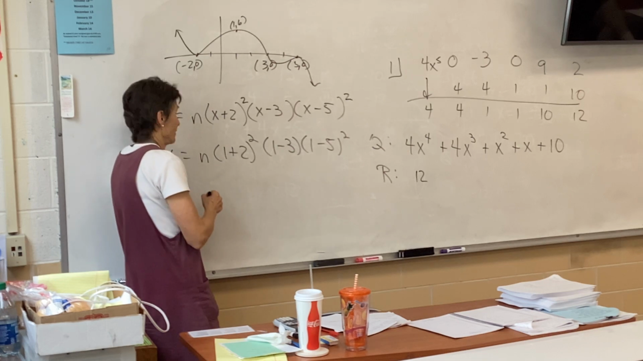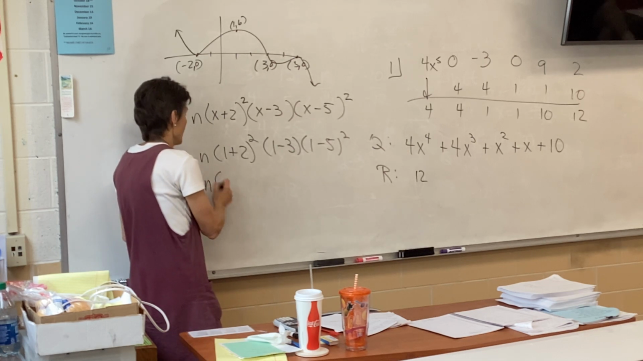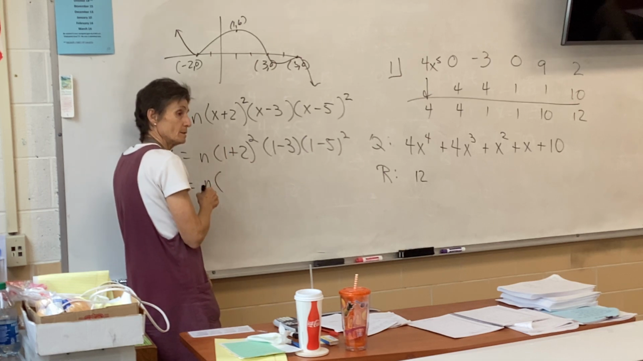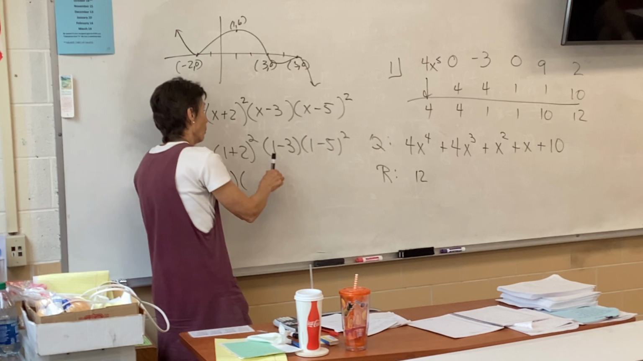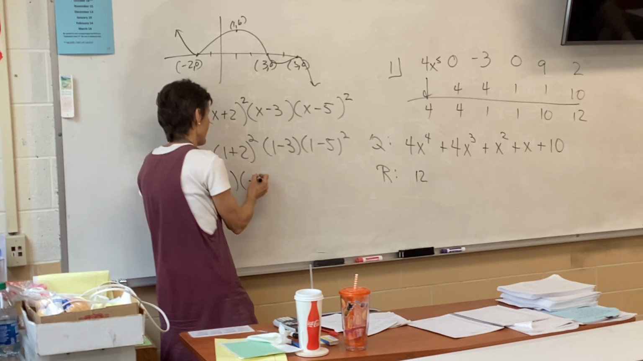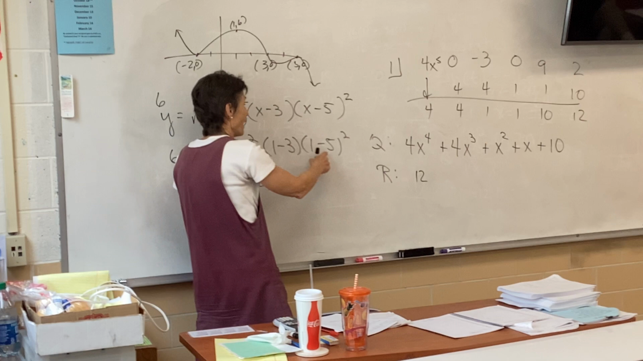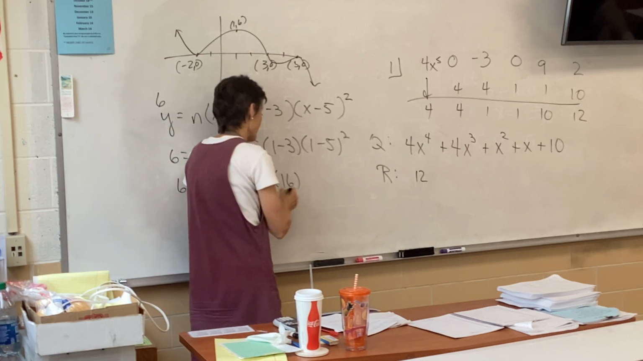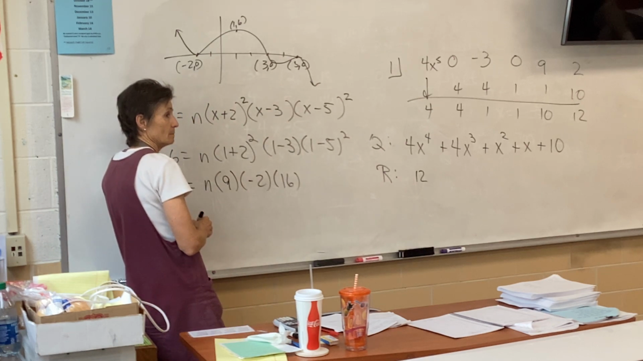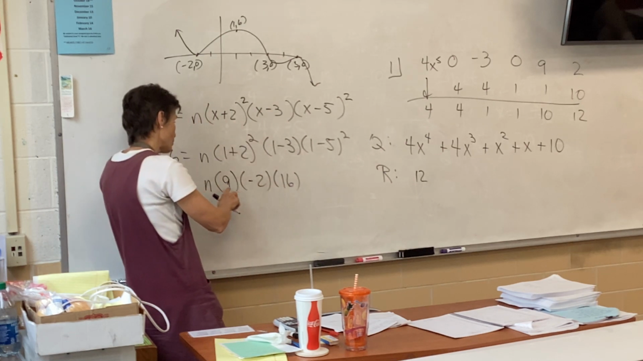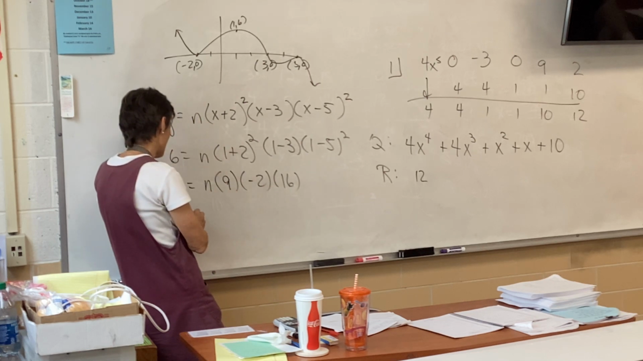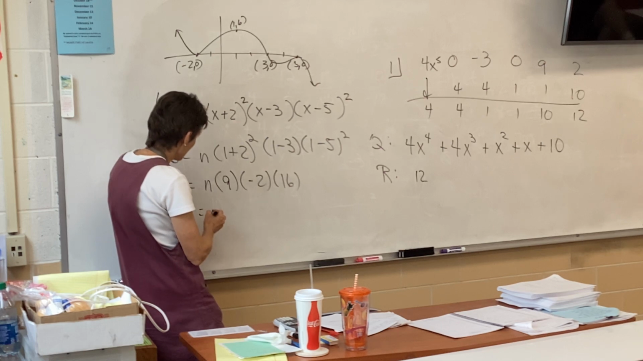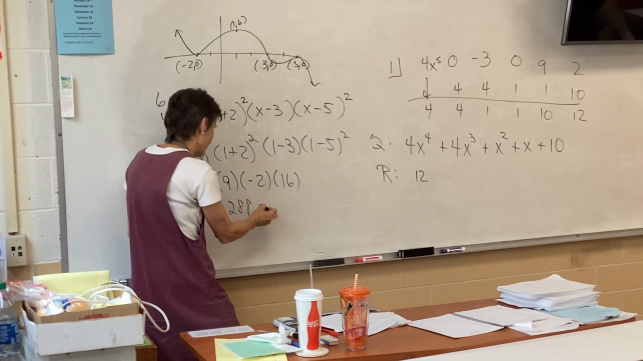And now I do the math. So what's 1 plus 2? 3 squared, 9. 1 minus 3, negative 2. 1 minus 5, negative 4 squared is 16. And these are all multiplied together. So you can use your calculator if you want to multiply those together. So 6 equals negative 288n.